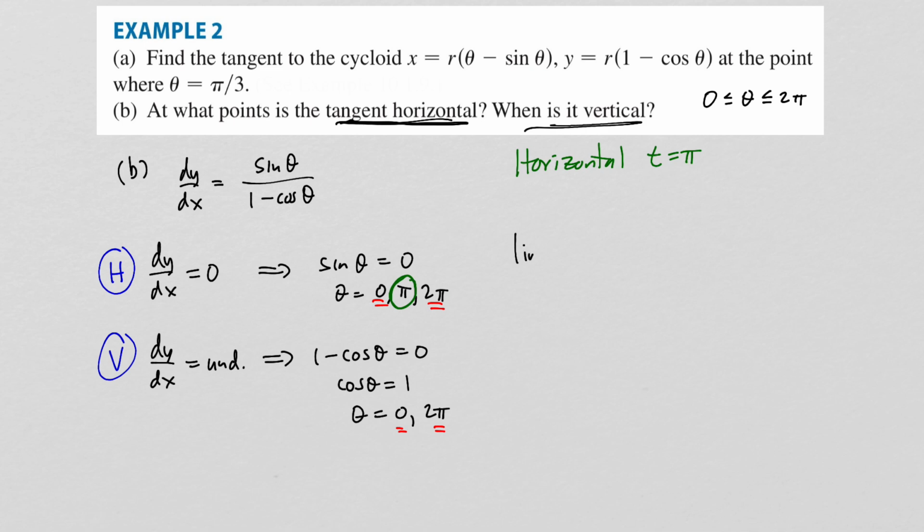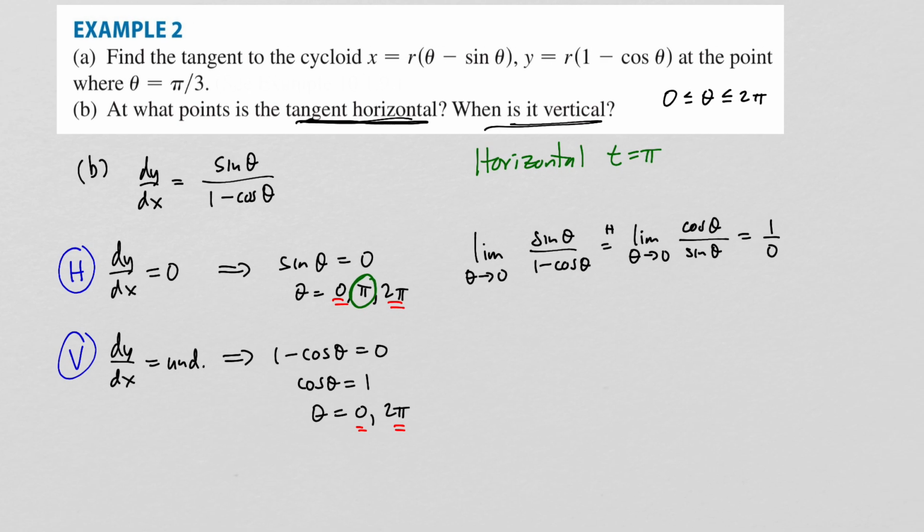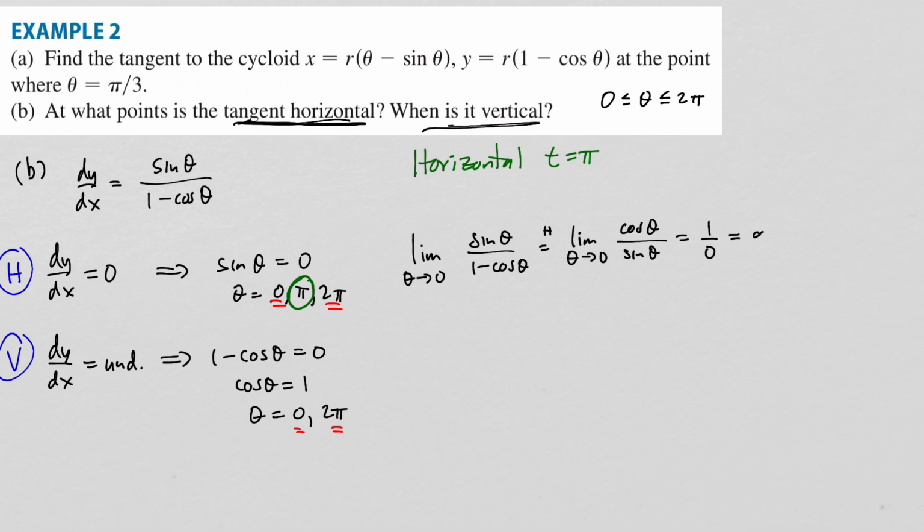So for this, we're going to take a limit as theta approaches 0 of our derivative, sine of theta divided by 1 minus cosine of theta. And again, we know this is going to give us 0 divided by 0. So using L'Hopital's rule, we can take the derivative of the top divided by the derivative of the bottom. So the derivative of negative cosine is sine. And then we'll take the limit as theta goes to 0 again. And this is going to give us 1 divided by 0, which is essentially infinity.